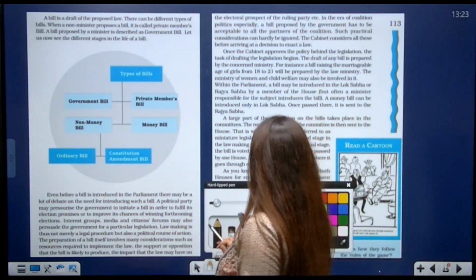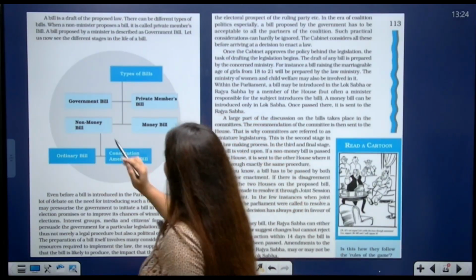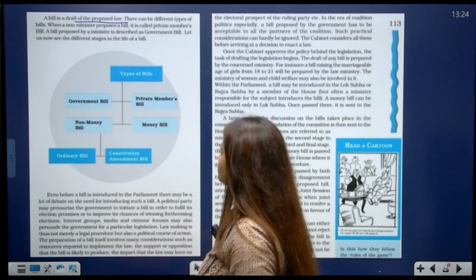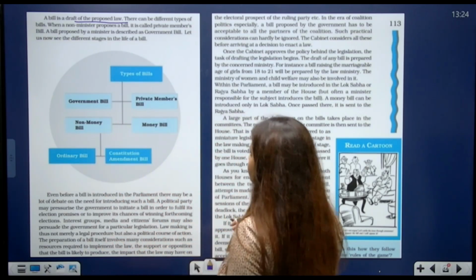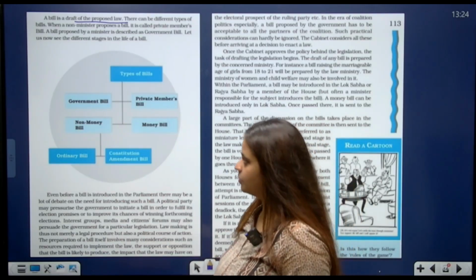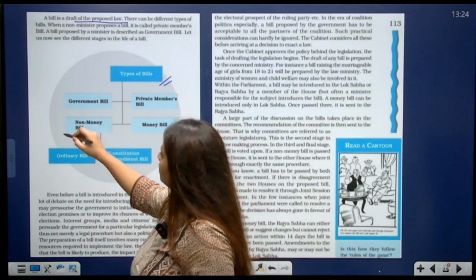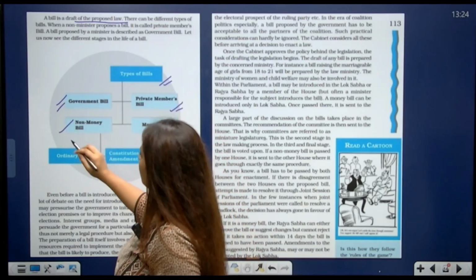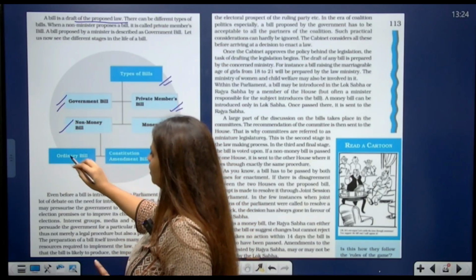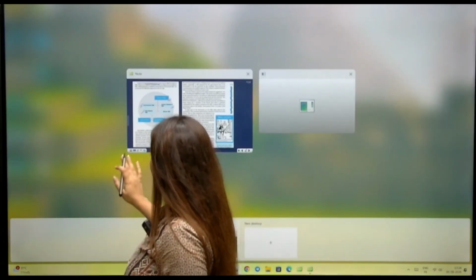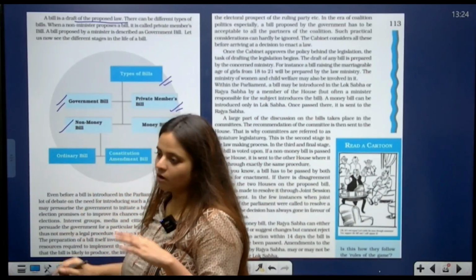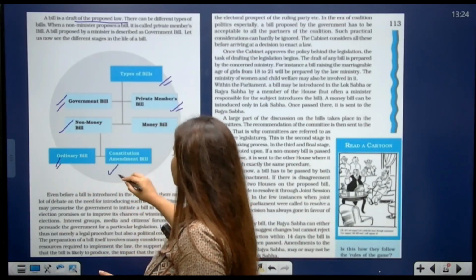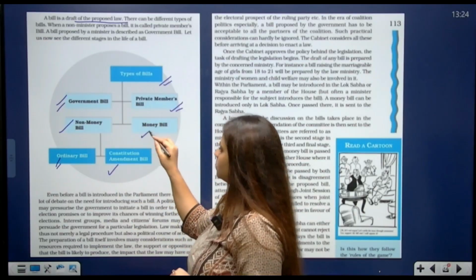Now, as we have read, a bill is a draft of the proposed law, and it could be of different types. What are the types of bill? It can be a government bill, a private members bill, a non-money bill, which can be an ordinary bill or a constitutional amendment bill, and the fourth type is the money bill.